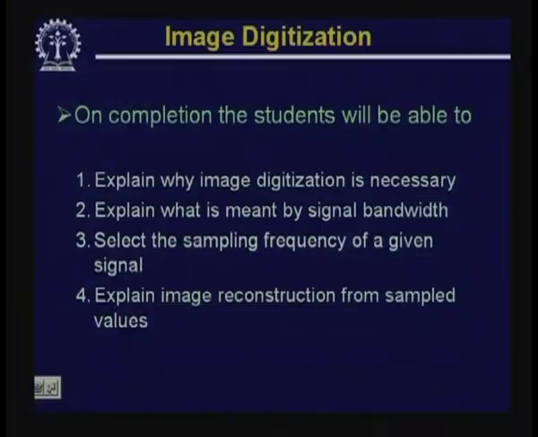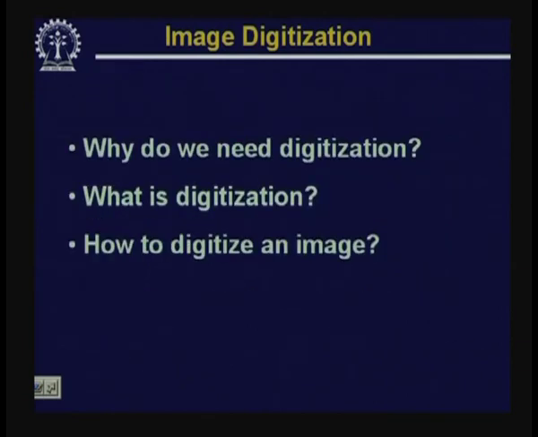Now, during this course, we will talk about why image digitization is necessary. We will also talk about what is meant by signal bandwidth. We will talk about how to select the sampling frequency of a given signal, and we will also see the image reconstruction process from the sampled values. So, in today's lecture, we will try to find out the answers to three basic questions. The first question is, why do we need digitization? Then we will try to find out what is meant by digitization, and thirdly, how to digitize an image. So, let us talk about these one after another.